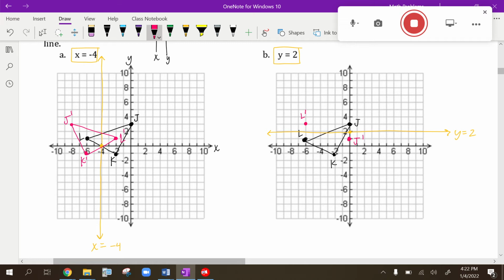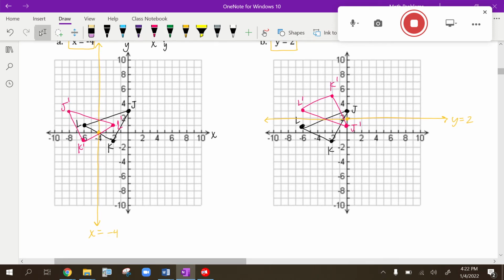Finally, for point K, notice it's 3 units away below the line, so I'll have to go 3 units above the line of reflection to find the image. Again, you can double check by double checking if the shapes look congruent.